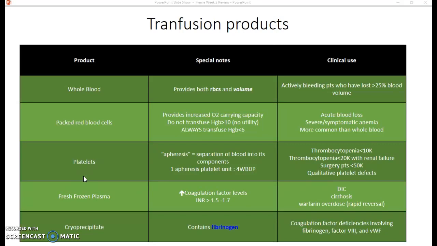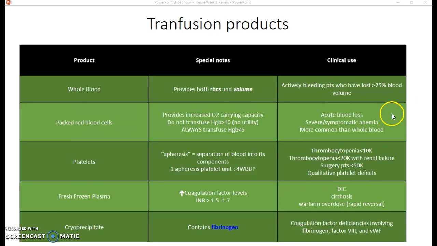So here are some of the transfusion products that you can use. Whole blood is not as commonly used as packed red blood cells. Whole blood contains RBCs and volume, volume meaning plasma. So you can use that in actively bleeding patients who have lost a huge amount of blood volume. You're not really giving them saline and packed RBCs. You're just giving them whole blood.